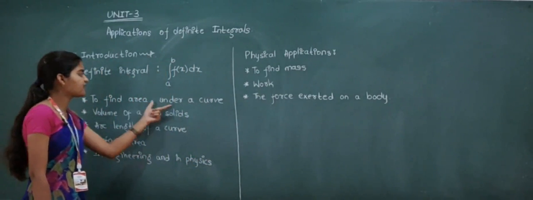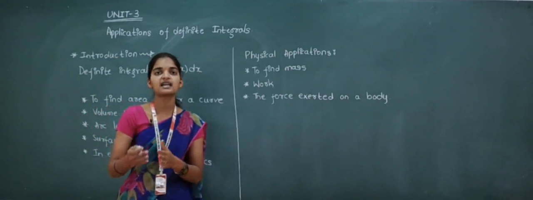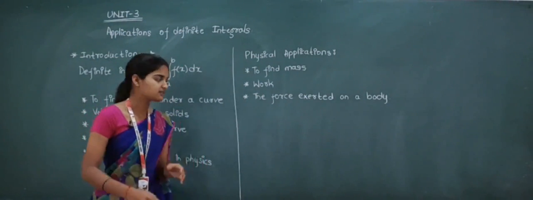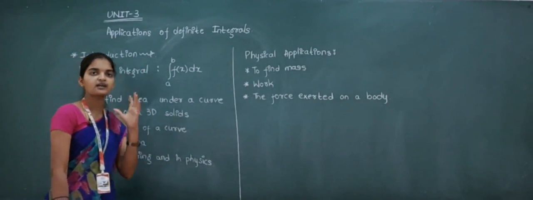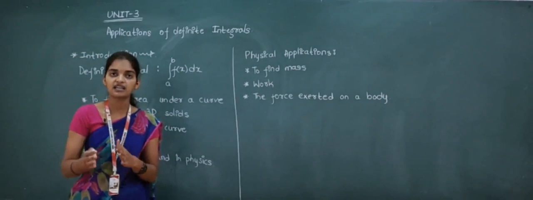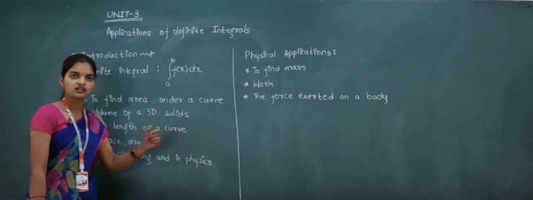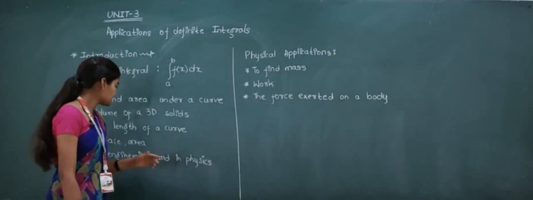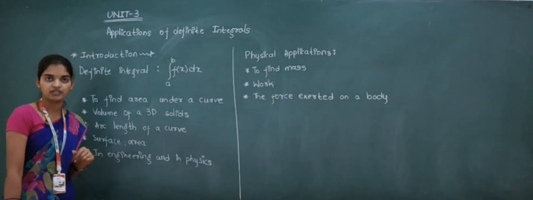That is, to find the area under a curve. If a curve is given, what is the area enclosed under it? We are going to find that by definite integrals. Next is the volume of three-dimensional solids, which we can find by using these definite integrals, and also the arc length of a curve. Arc length of a curve, volume, area, and again surface. Yes, all these can be found by using definite integrals.